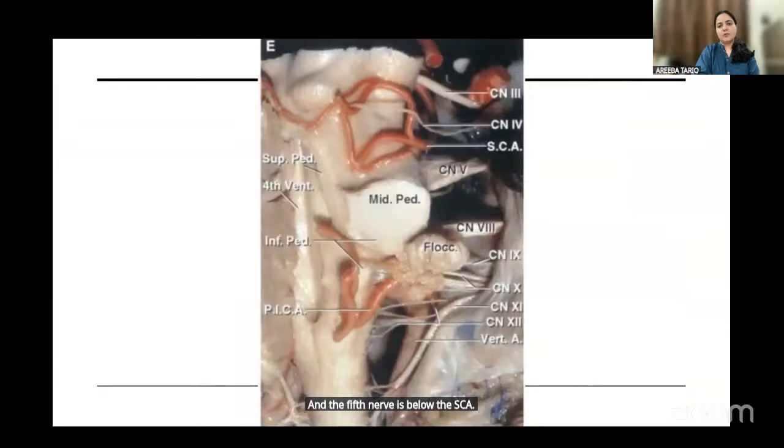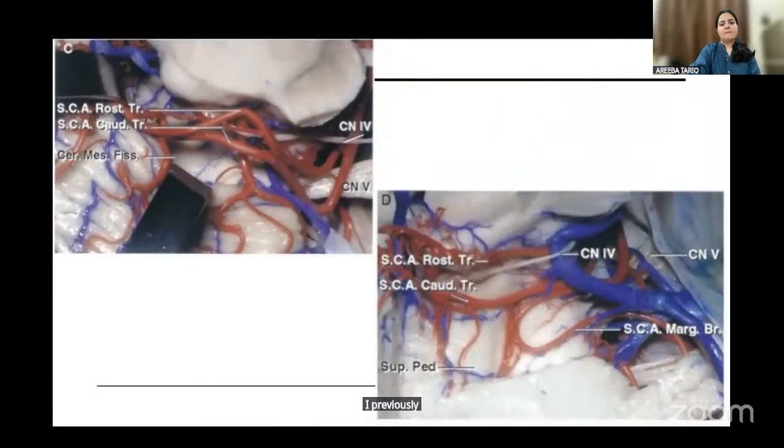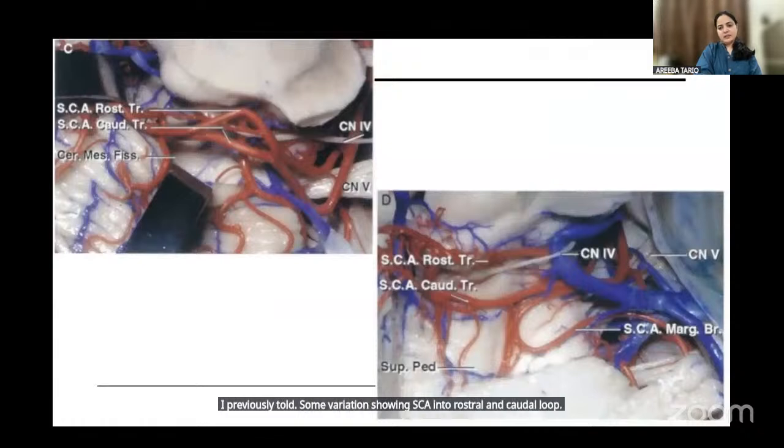Another magnified view showing the same orientation. This is an oblique view, by the way. We can see cranial nerve 3, the oculomotor nerve, cranial nerve 4, the trochlear, and as we can see, the SCA is beneath both of them, but above cranial nerve 5, like I previously told. Some variation showing the SCA into rostral and caudal loop. And this is something which we are going to deal with later, the vein which is associated with it.